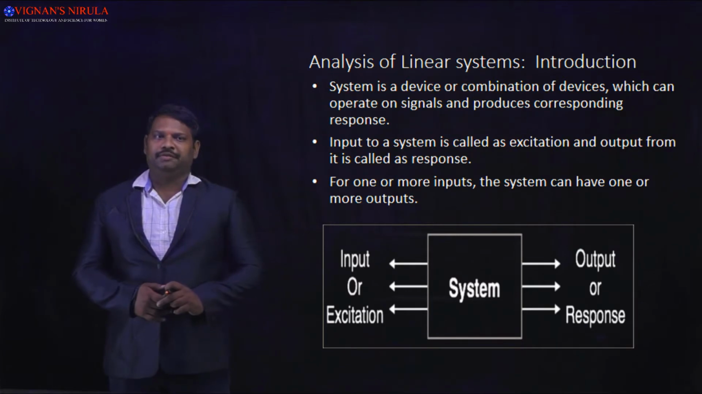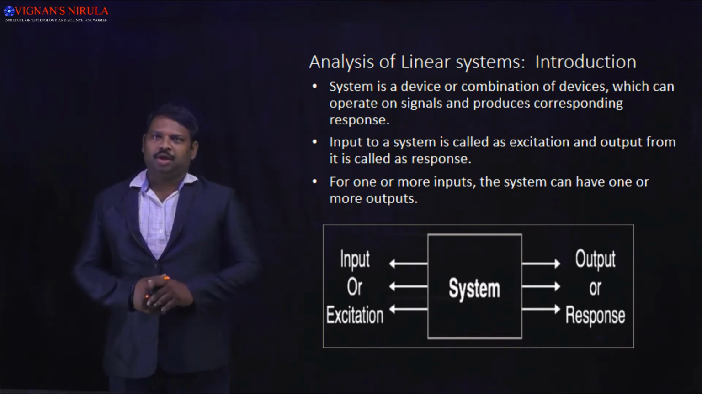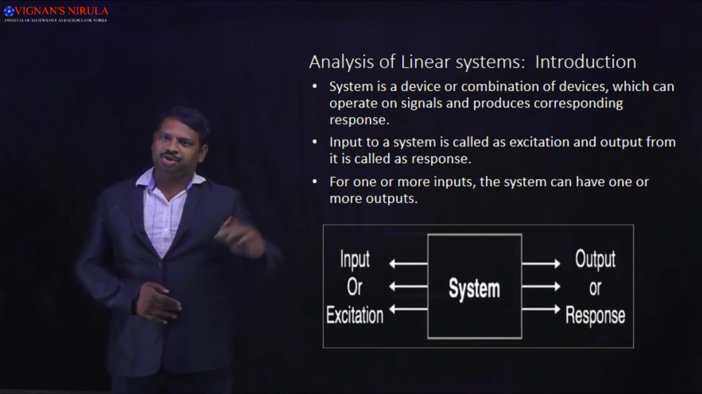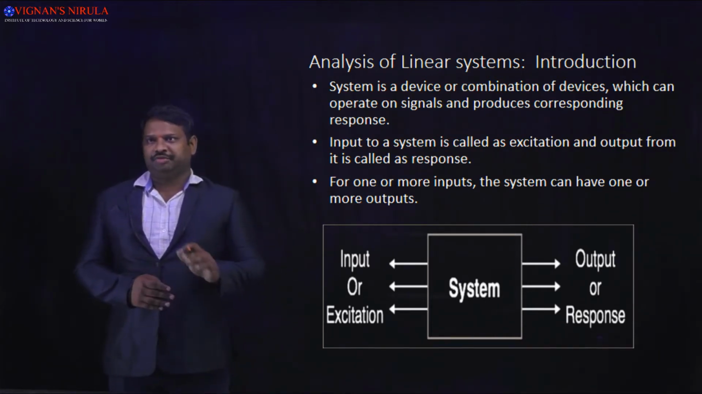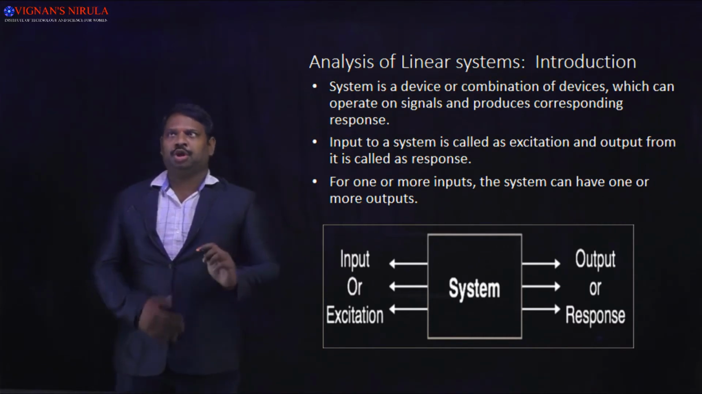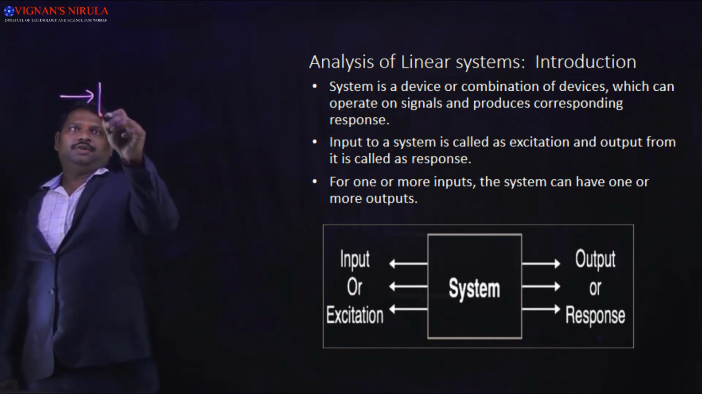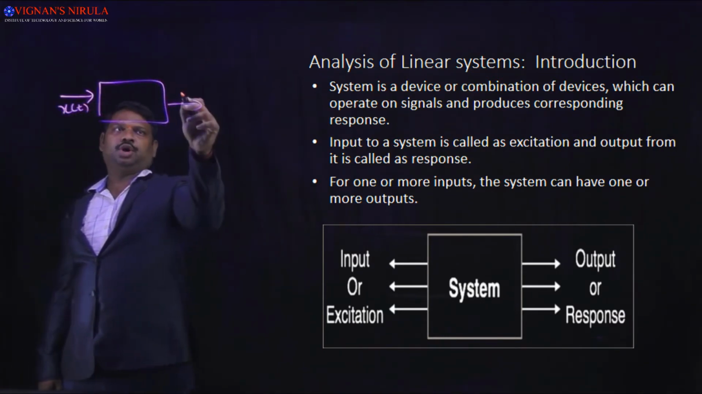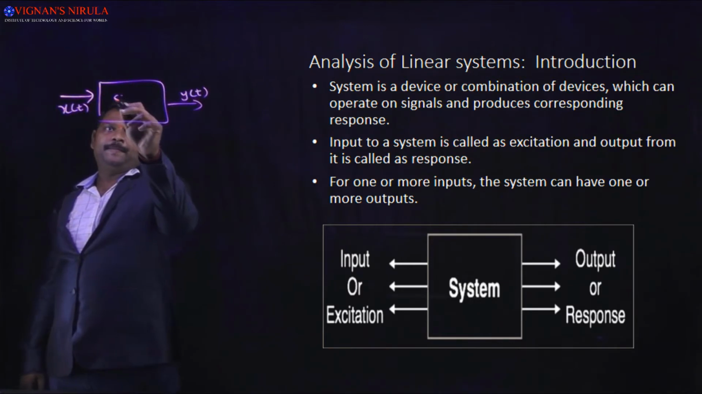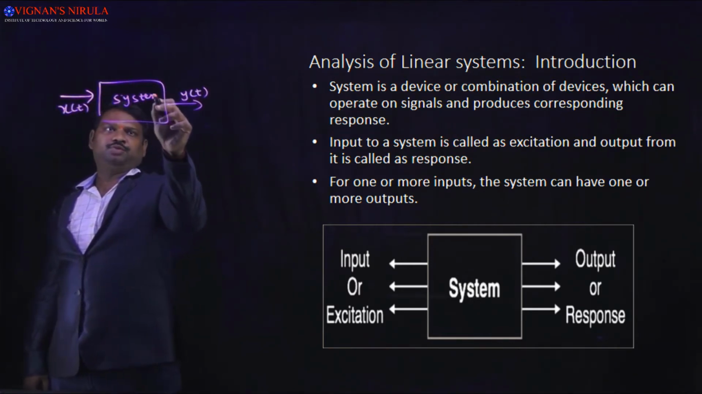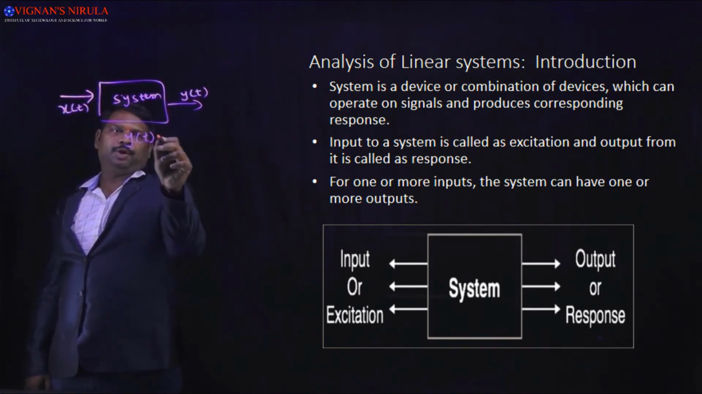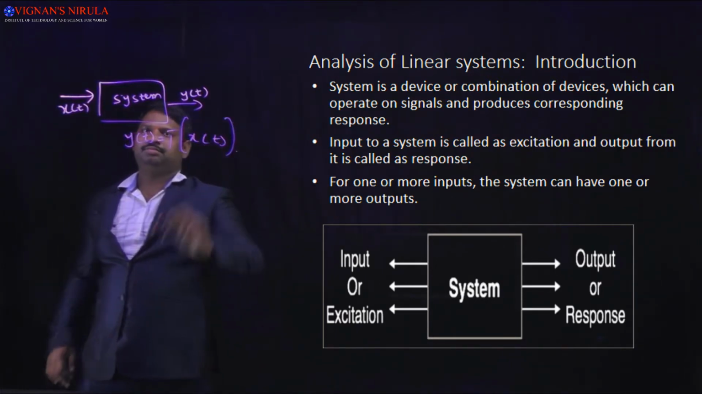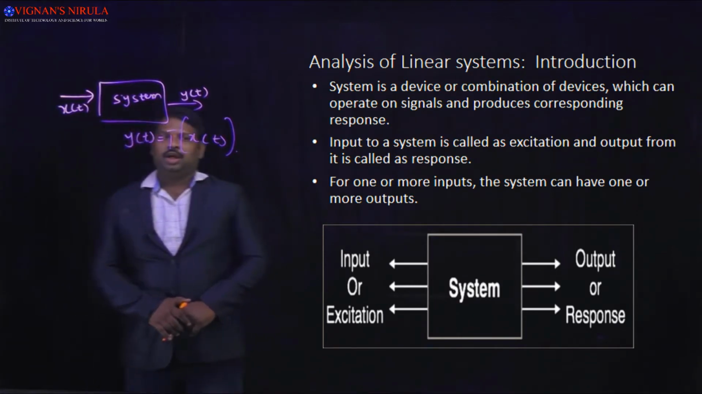A system is defined as a device which operates on a signal and produces another output signal. That means it will transform the input signal and produce the output signal. It takes a particular signal as input and produces the output y of t. y of t is nothing but the transformation of the input signal x of t.